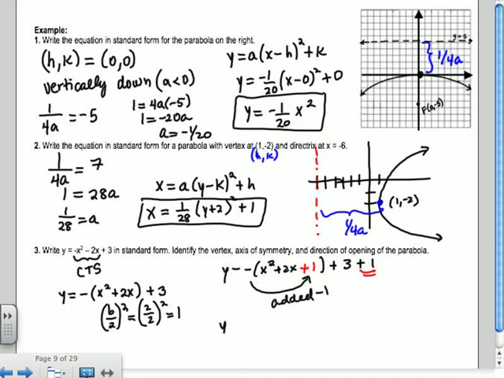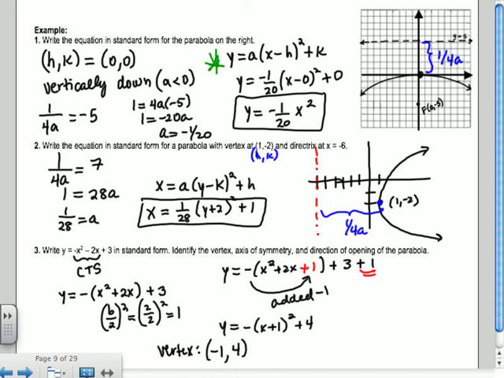Okay, so I get y equals negative. When I factor that, it's x plus 1 times itself. So x plus 1 squared plus 4. So look at your equation up here, with the green star next to it. What is h and what is k? Negative 1, positive 4, right? That's your vertex.